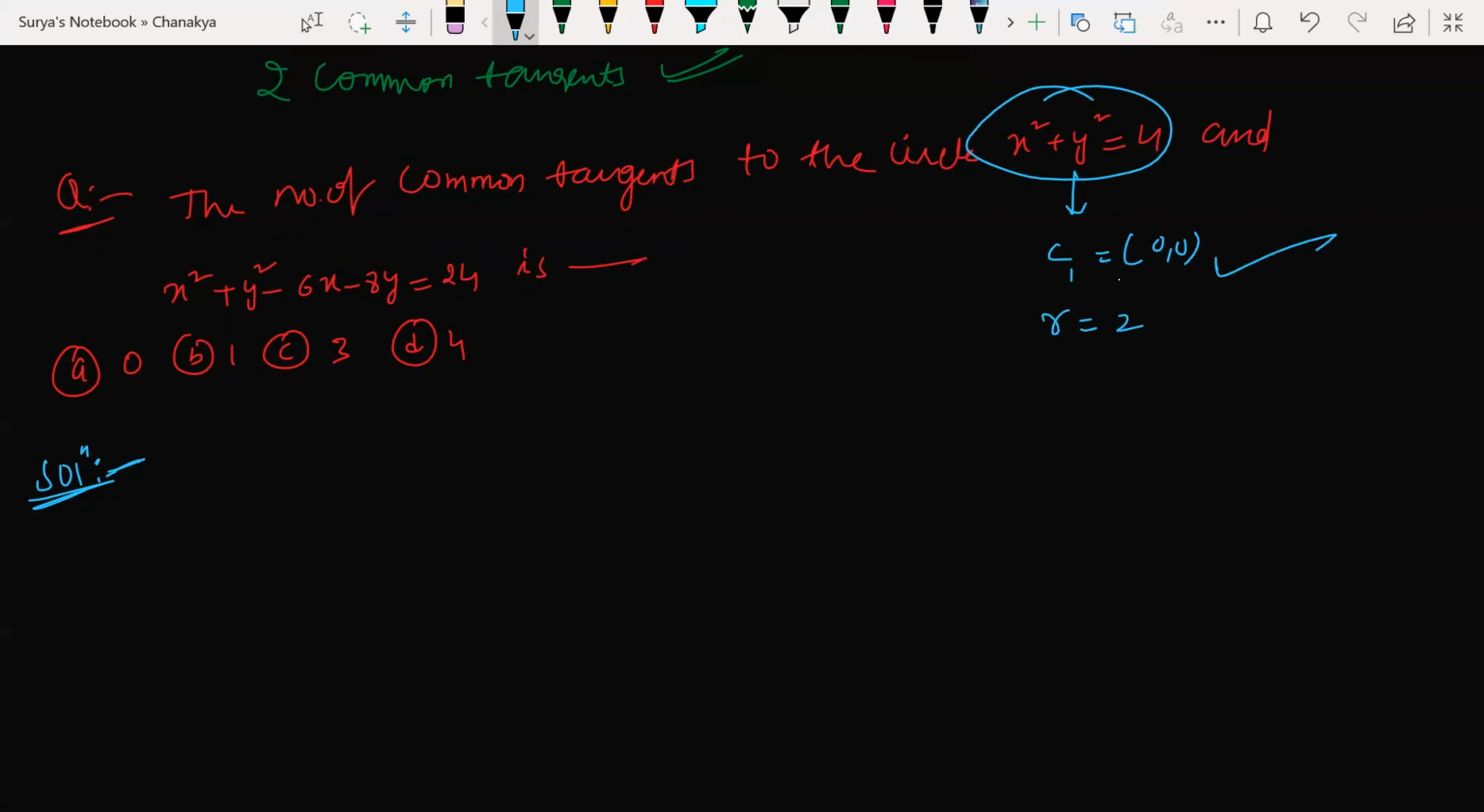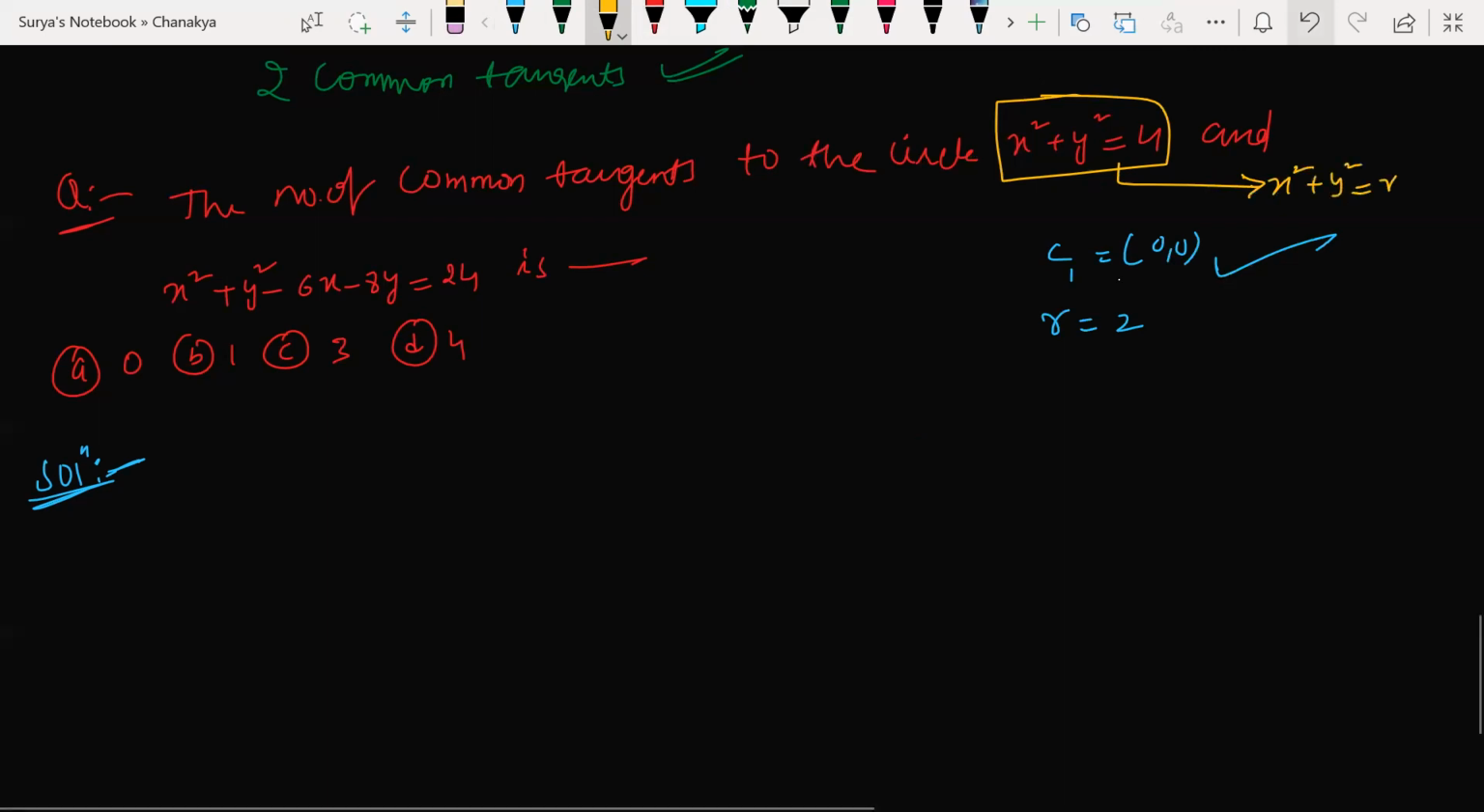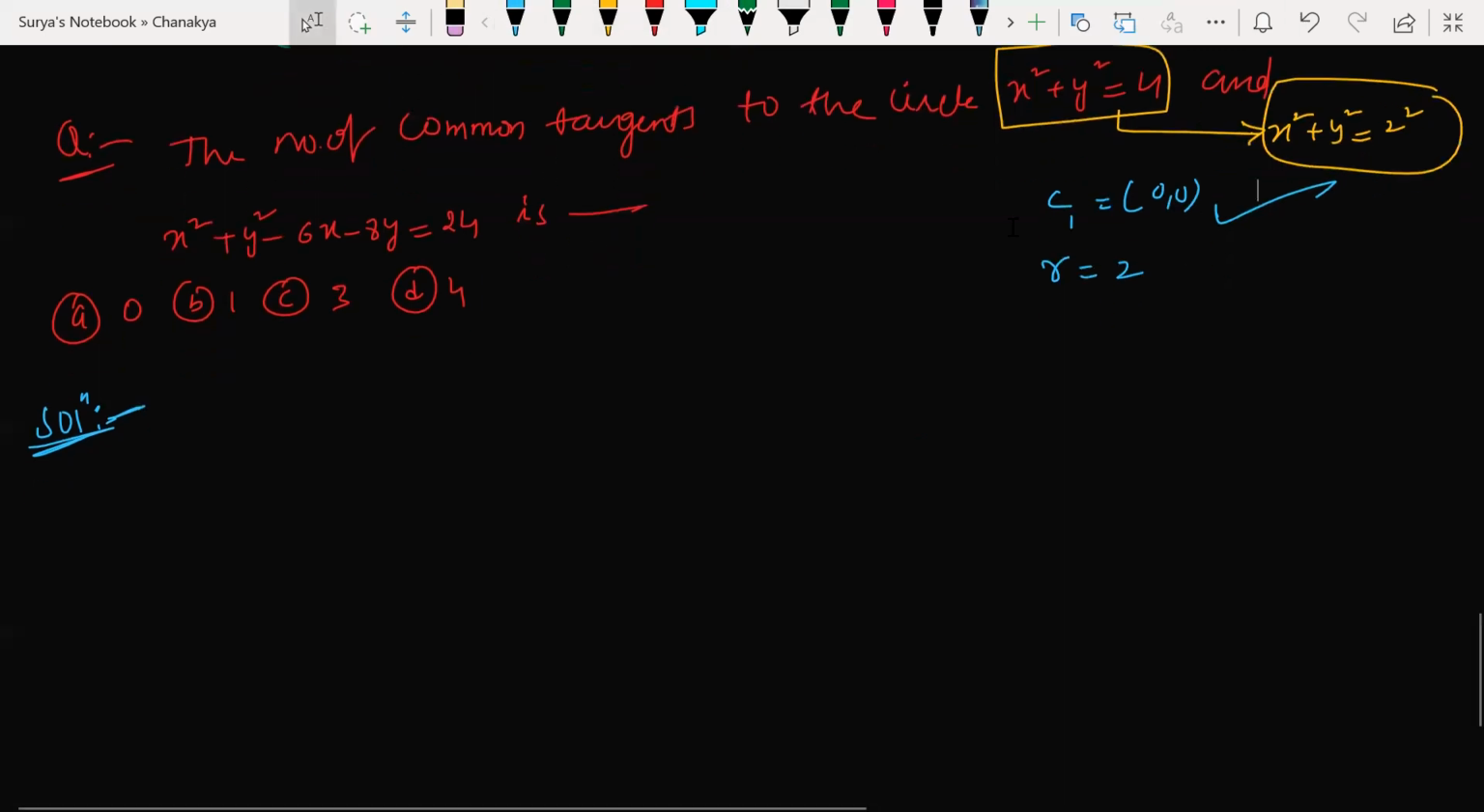Why have we written it as 2? Compare these. Here x square plus y square is equal to r square, I mean 2 square. If I compare with the x square plus y square is equal to r square form, I would get C1 as 0, 0 and R1 as 2 here.